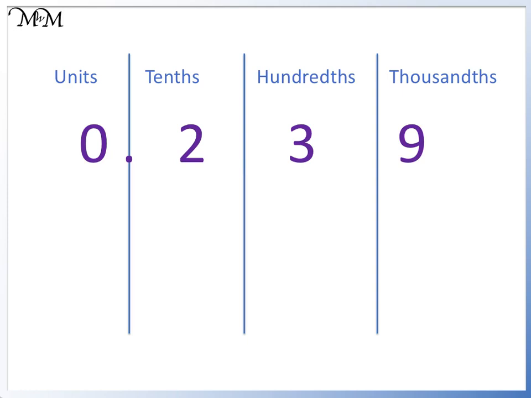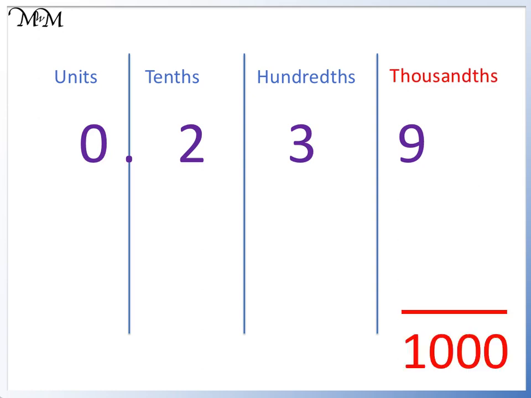Here we have 0.239. 0.239 finishes in the thousandths column. So our denominator will be 1,000. Now from the decimal point, we can read across, and we have 239. So our fraction is 239 thousandths.